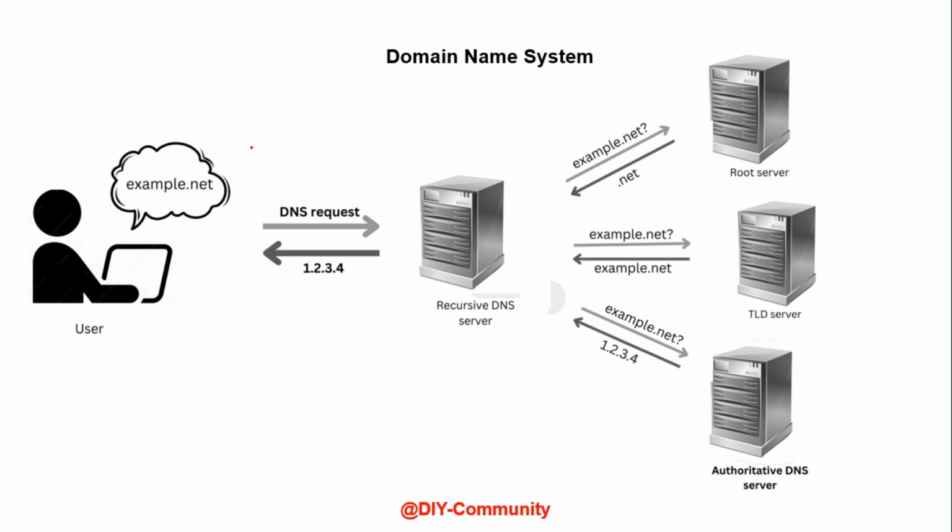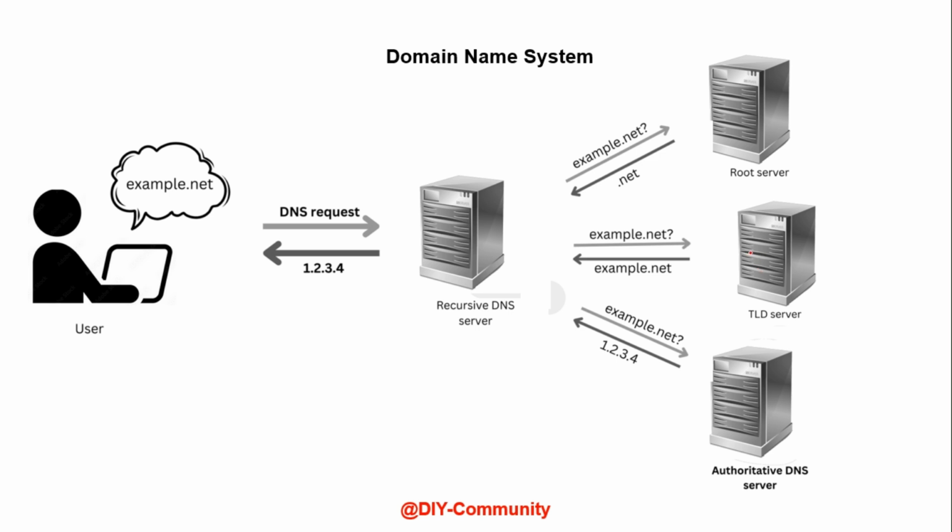Now, in this particular example, the user is requesting a server name, example.net. That request is sent to a recursive DNS server. The DNS server will forward that request to a root server. The root server will resolve the name of the top level domain from this server name and return the address of the TLD server. This request is then sent to a TLD server.